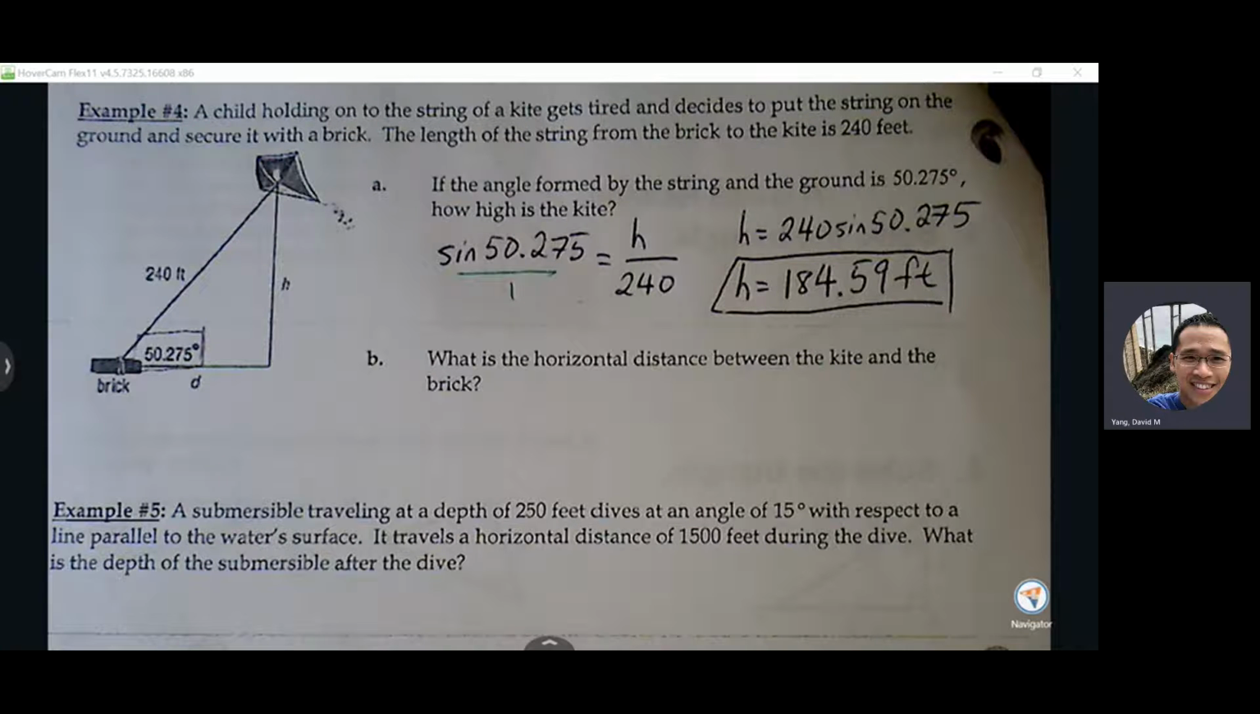Okay, any questions with A? Okay, part B, what is the horizontal distance between the kite and the brick? Okay, so now which variable are we solving for? D. D, okay. We could use cosine or tangent, but what's an easier option potentially? Pythagorean theorem, right? So if I have two known sides, solve for D easily. However, if you want to use cosine and do cosine of 50 equals D over 240, that'll work as well.